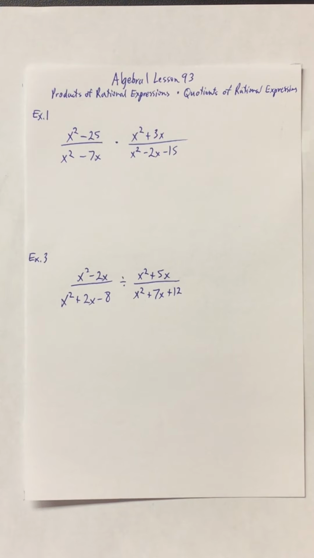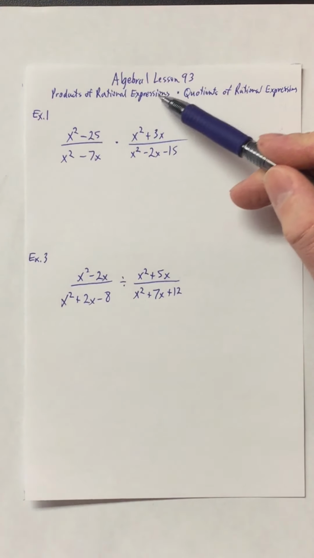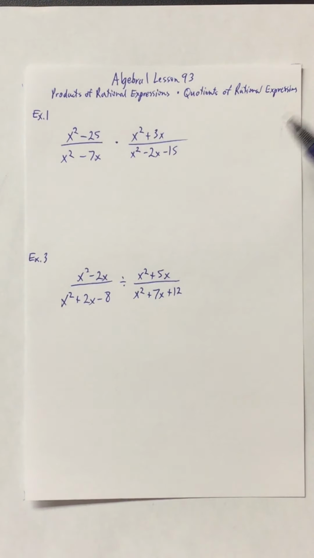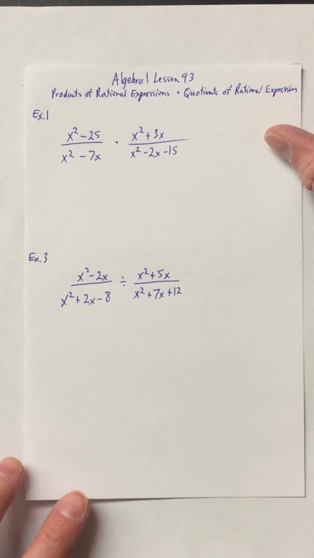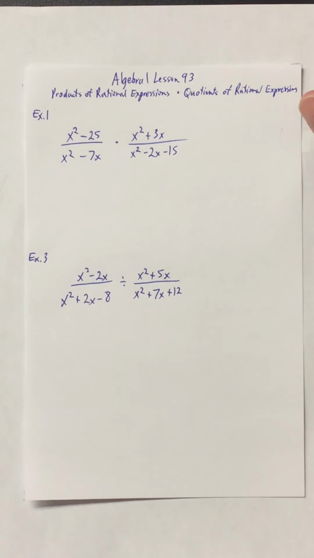In this lesson, we're going to be multiplying rational expressions to get a product, and then also dividing rational expressions to get a quotient. And it's quite simplistic in its work. You already know how to factor, and so that's really what it involves, and then some canceling. So let's start out with example 1 from the book there.